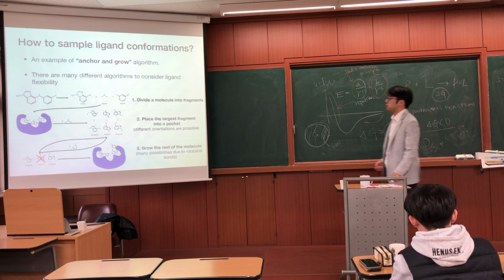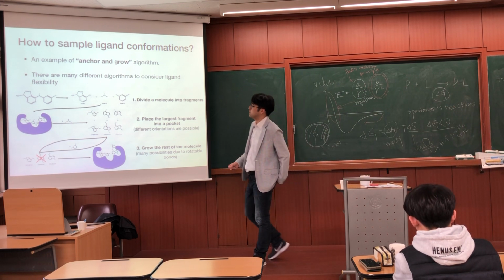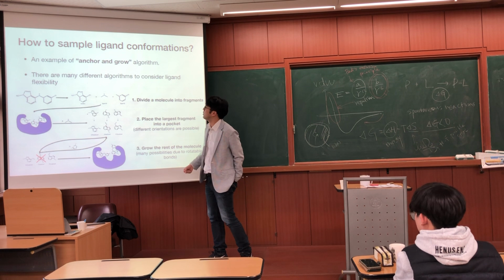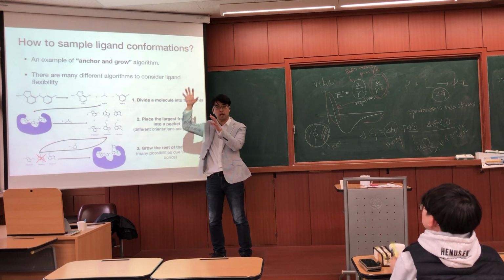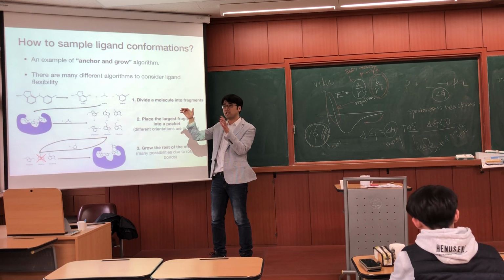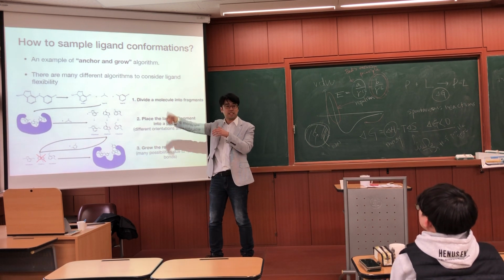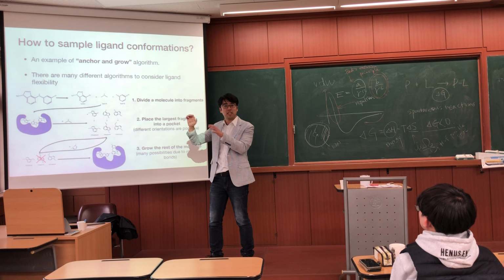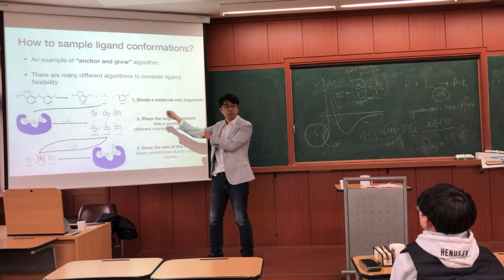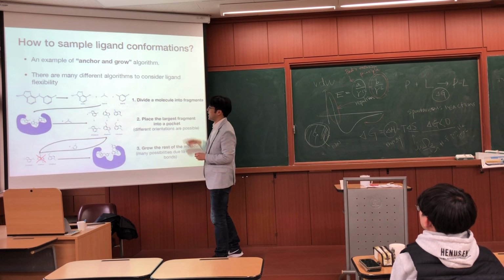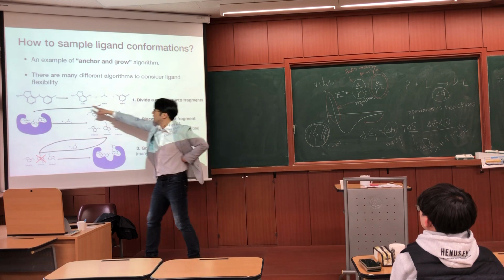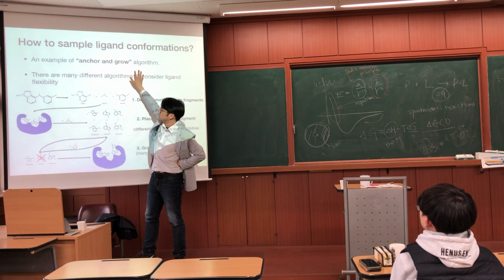So this is an example of how to sample ligand conformation. This is an example of the anchor and grow algorithm. The anchor means, I should have put some picture here. Anchor means that, for the ligand, this is one example.